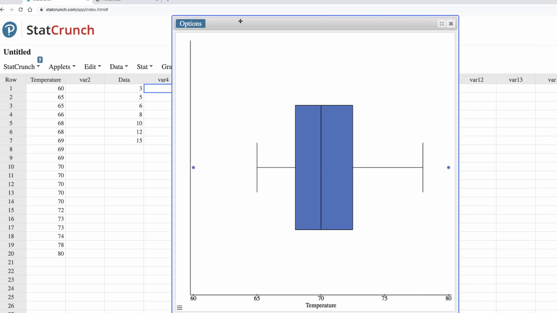Okay, so I hope that helps with the box plots and the percentiles so you can continue on with your homework.